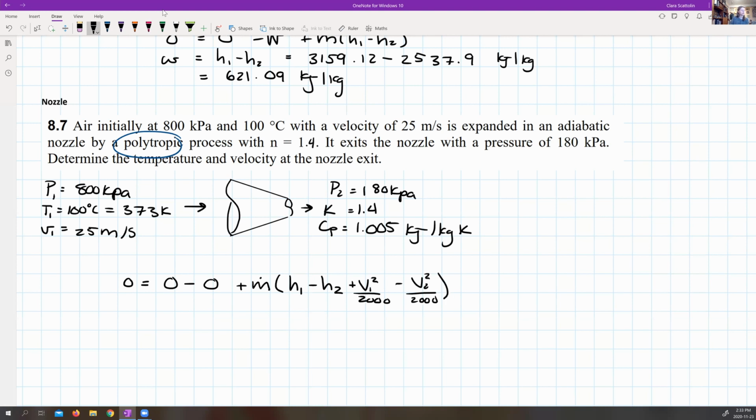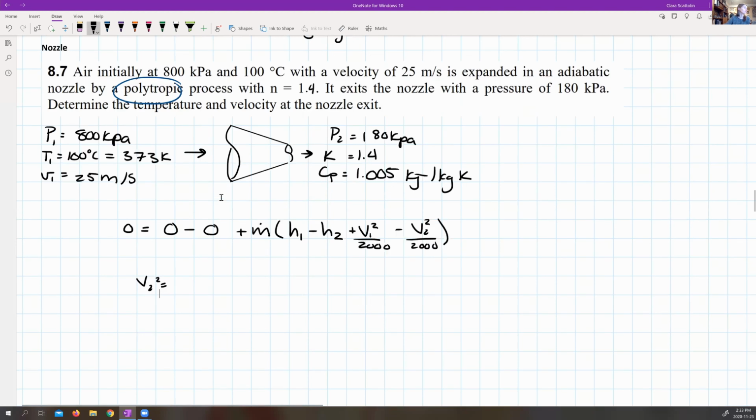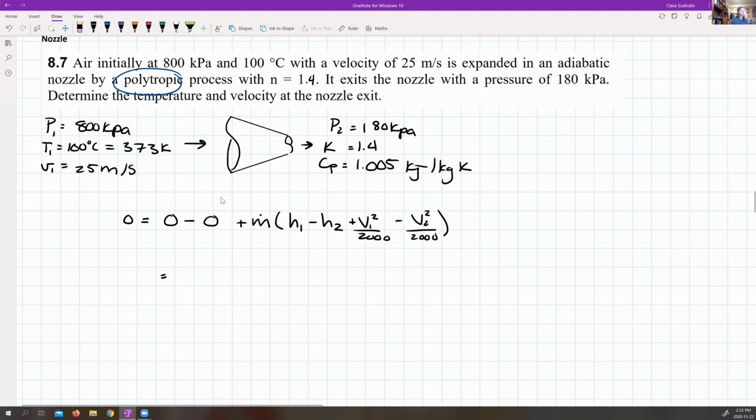Now, what can I do with this? I am going to start by isolating V2, because that's part of what I'm asked to solve for. If I isolate for V2 squared, I just divided by 2000 immediately to convert my joules into kilojoules. That's where that 2000 is coming from. It's my unit conversion. So I'm going to see that I have the square root of 2000 times H1 minus H2 plus V1 squared.